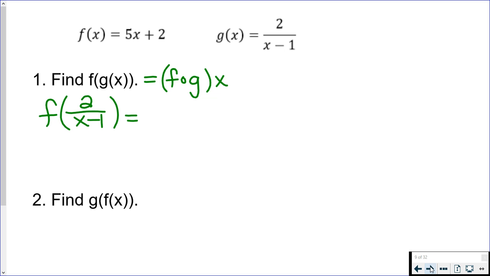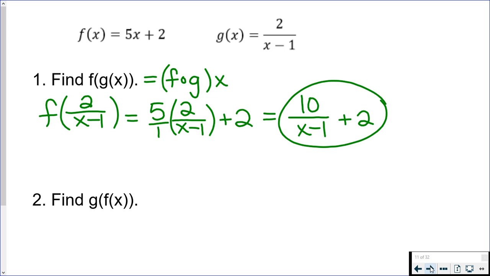So we have f of g of x, and g of x is 2 over x minus 1. So that means instead of 5 times x, I'm going to have 5 times 2 over x minus 1 plus 2. Now, I rewrote the 5 as 5 over 1, just for anyone who needs that when multiplying, so that you understand that the numerators are being multiplied and the denominators are being multiplied. And we could simplify this more and get a common denominator, but I'm just going to leave it like this. So that was f of g of x.